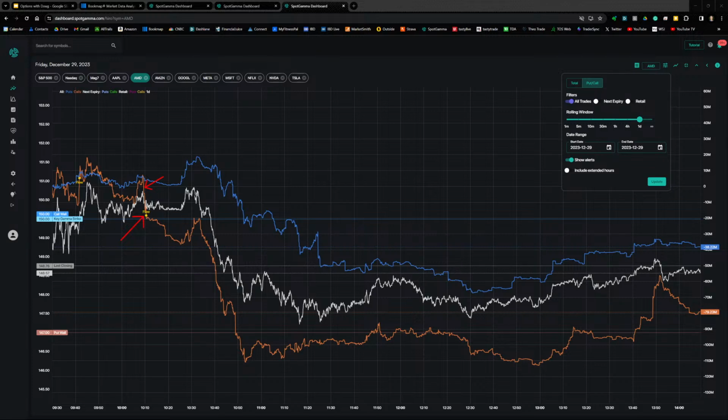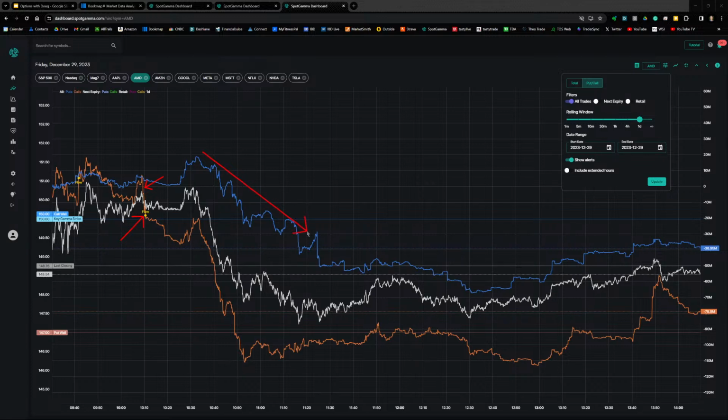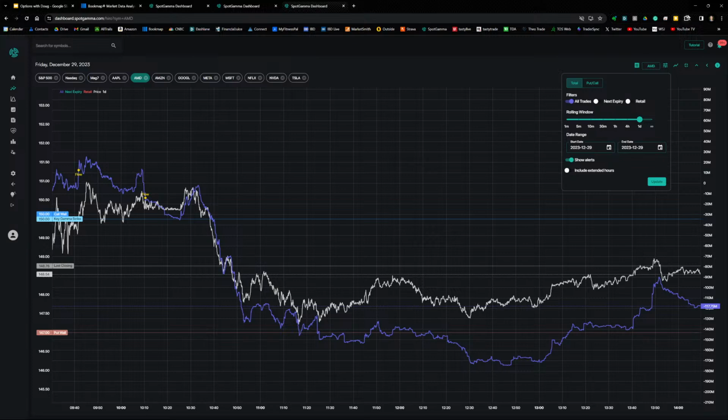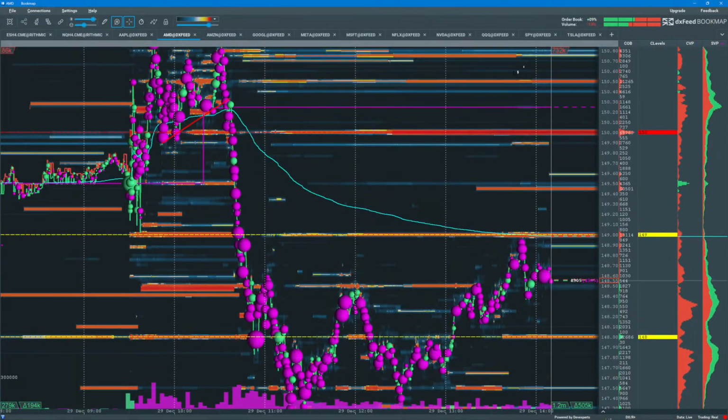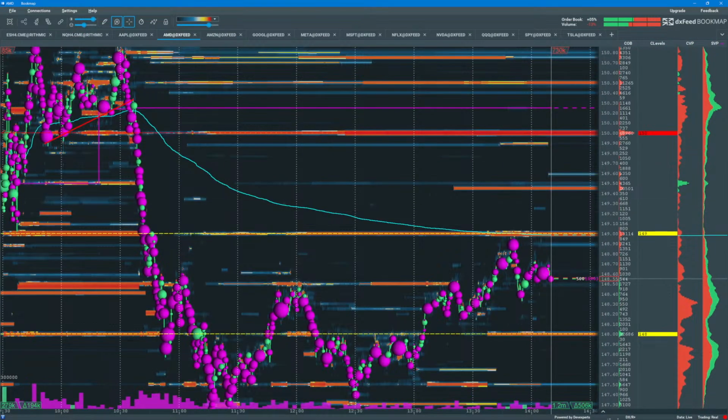And price makes one more high. Then they start buying puts and selling calls, and price breaks below this trend line here, and we'll see that in Bookmap. Let's go back to Bookmap. There's that trend break. Again, remember 150 is the call wall.